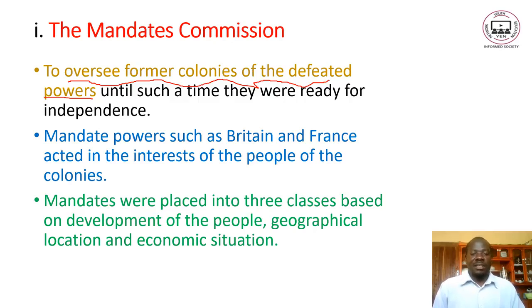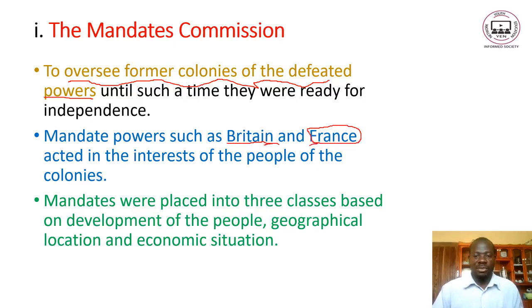So they were taken on hold until they were ready for independence. So we talk of colonies of countries like Germany. Germany had its own colonies. For example, Tanzania here was under Germany. So after Germany was defeated, she had no power to have any colony anywhere. Therefore, there was that Mandates Commission that was set up to look after those. So mandate powers such as Britain and France, those were the mandate powers.